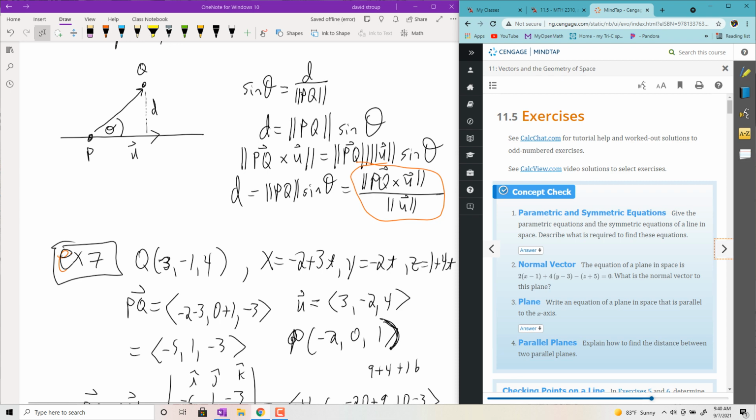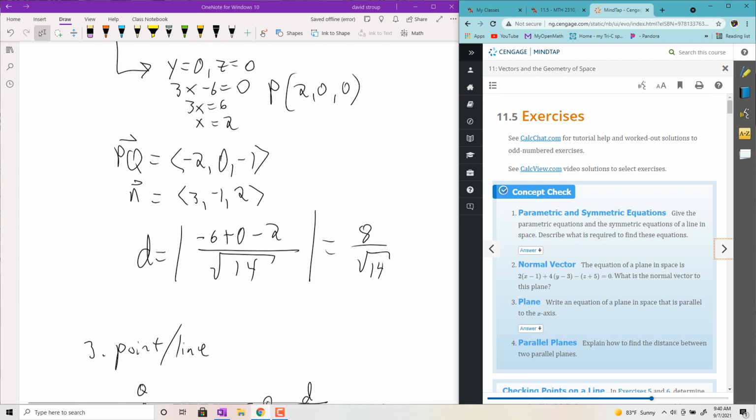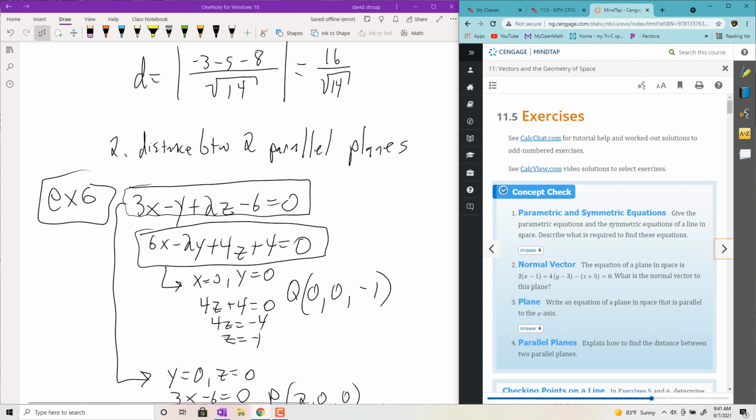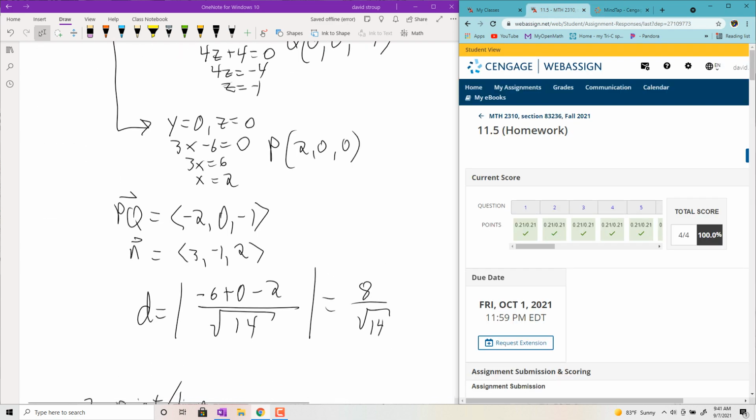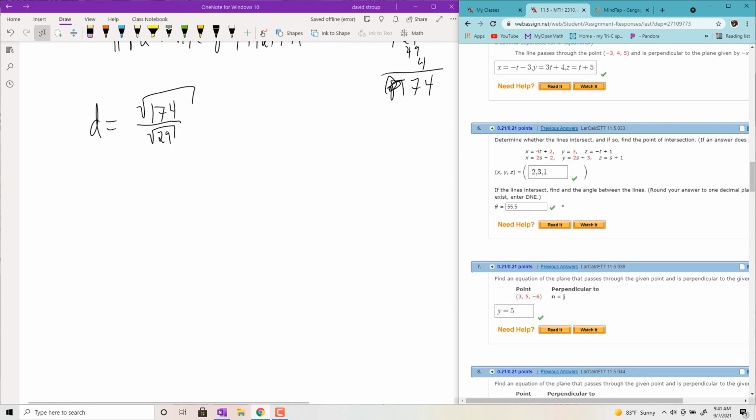You know, on a test, I probably wouldn't ask you for the distance between a point and a line. It would be mainly plane and plane or point and plane. Let's see what they got in homework and maybe do one of these for the video quiz problem.